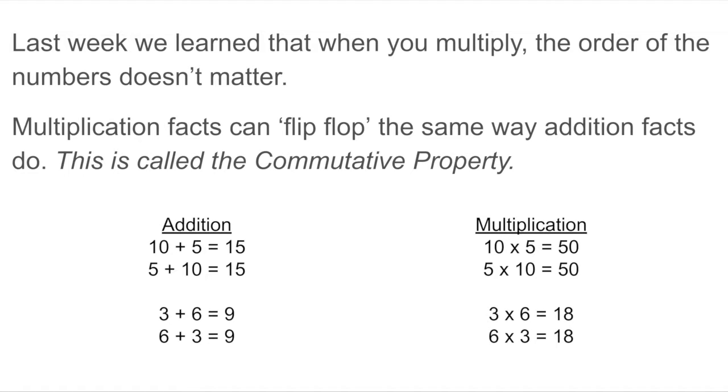So here's some examples of addition facts where they flip-flop or have the commutative property. 10 plus 5 is 15, or you can flip it over, 5 plus 10 is 15. The same thing works with 3 plus 6 is 9, and 6 plus 3 is 9. Over here we have some multiplication examples. 10 times 5 is 50, but 5 times 10 is also 50. 3 times 6 is 18, and 6 times 3 is also 18.